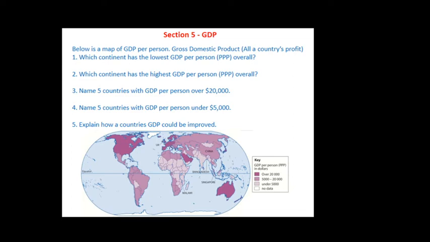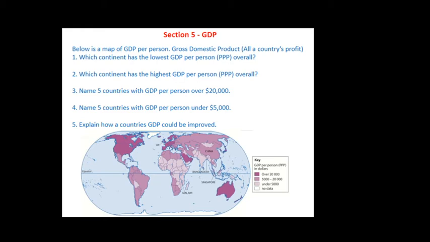Section 5 is where we started to look at gross domestic product, so the amount of money that a country has. Again, on this particular exercise, you were asked to look at the map and pick out, for example, question 1, which continent has the lowest GDP per person? Now, remember, whenever you've got a map, always look for the key because those colours will tell you where the different bits of information are.